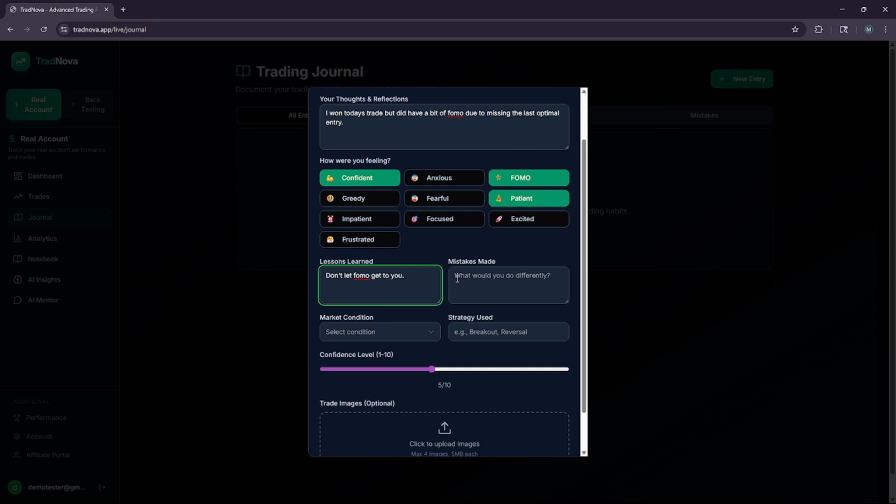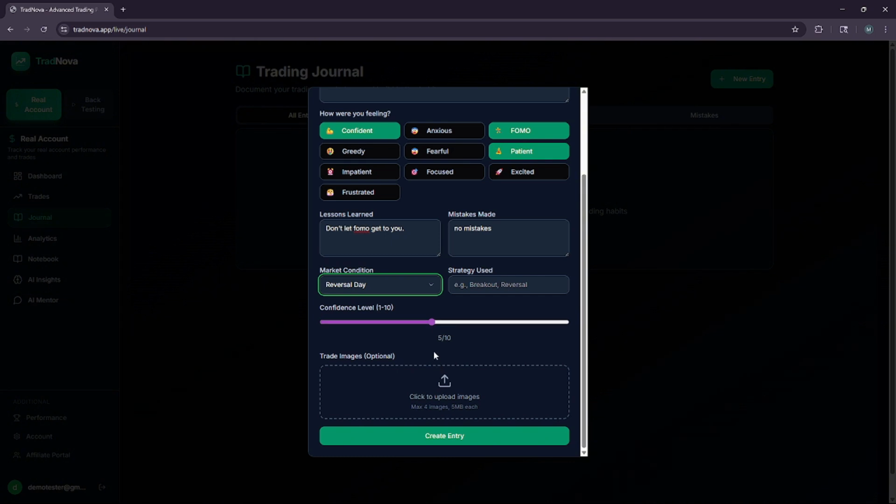Pretty basic stuff. You can get as deep as you want to it, but this is the demo. And mistakes made. I'm just saying no mistakes made. If you made a mistake and still won the trade, then obviously you can put that in there. You got the strategy you used. You can say what type of market condition it was. This is all just data for the AI insights to use to help you later on with any questions you have. And let's go ahead and add a screenshot.